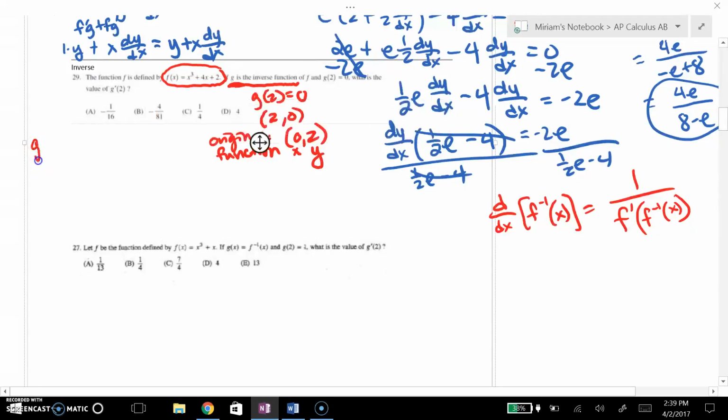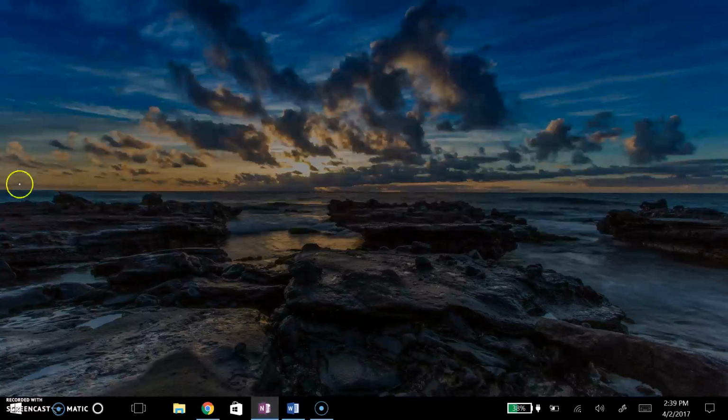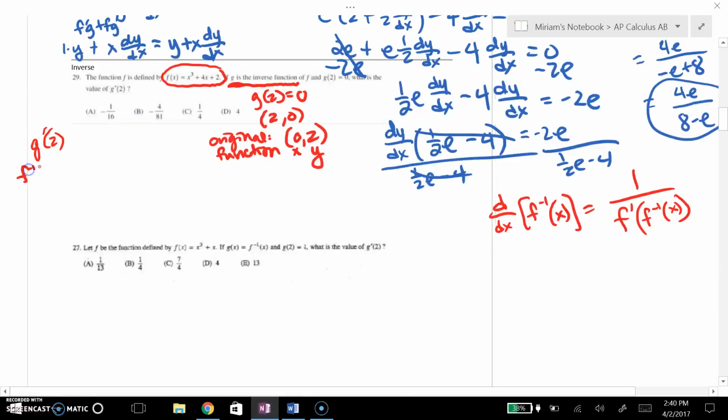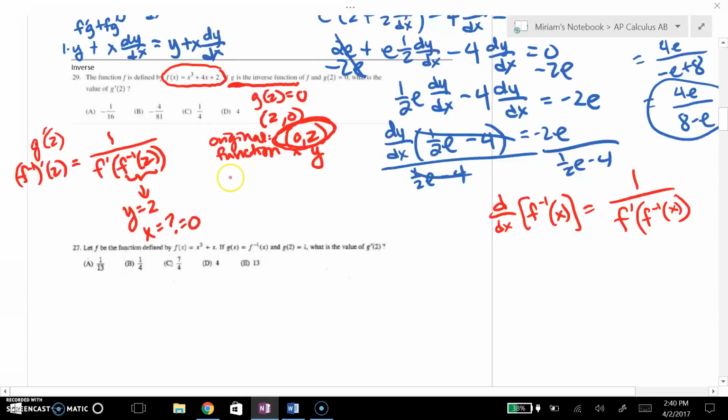Okay, so now we need to get g prime of 2. Well, that's the same as f inverse prime of 2. So I know the equation is 1 over f prime of f inverse of 2. Ready? So f inverse of 2 means when y is 2, what is x? Okay, well, we have that. It's right here. So x should be 0. I'm going to rewrite my formula, 1 over f prime of 0.